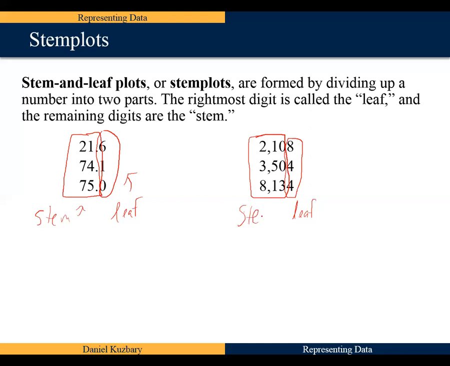You want to pick the rightmost digit in each data value. It helps, like when you line up your numbers to add them or multiply them, you need the decimals lined up. You need the same place value over the same place value. You have to do the same thing when you make stem plots. That's how this works.